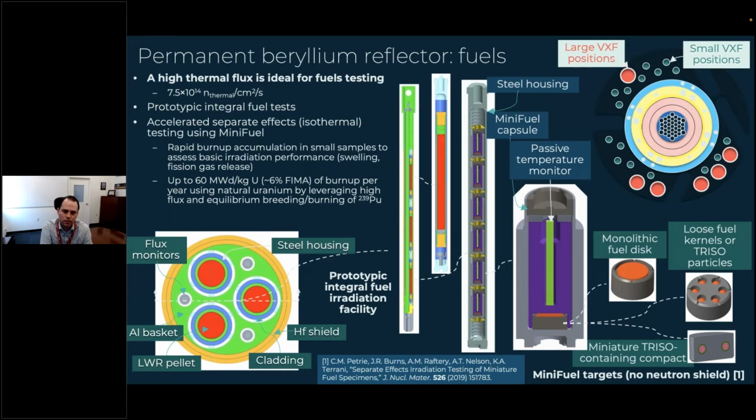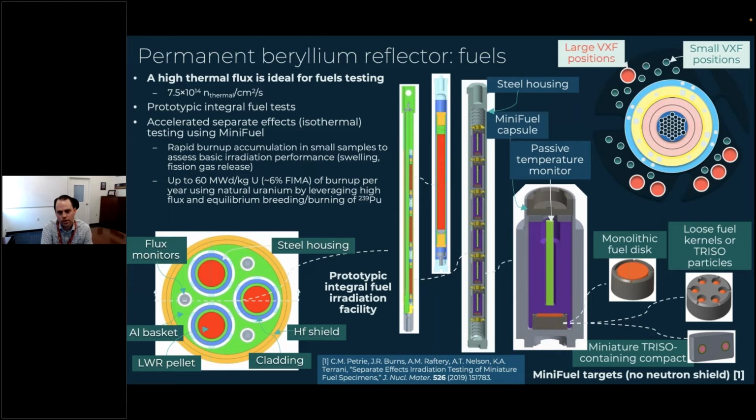And the advantage to making the fuel small is, well, for one, the cost is much lower, but the other reason is we can really accelerate burnup accumulation without having to deal with large temperature variations and the complexity of understanding integral fuel performance with so many different variables that are changing. So we can assess basic performance, swelling, fission gas release very economically and very rapidly. And we don't even have to increase the enrichment.